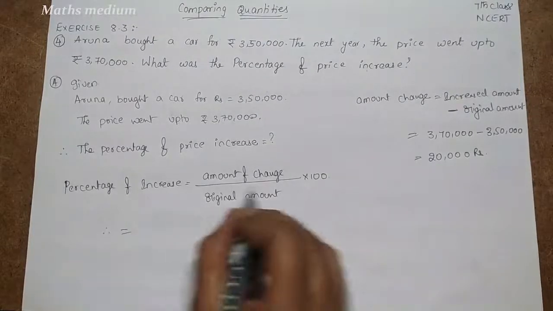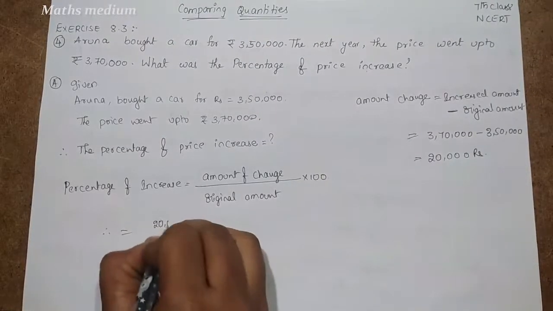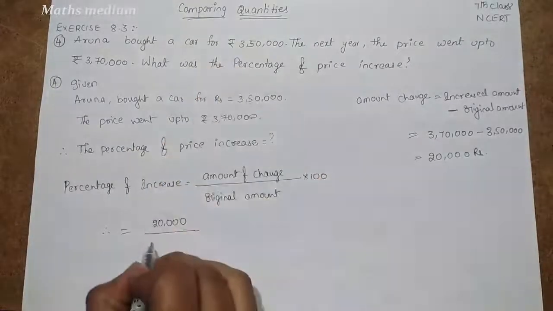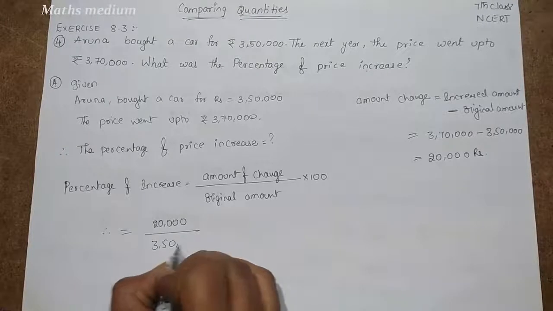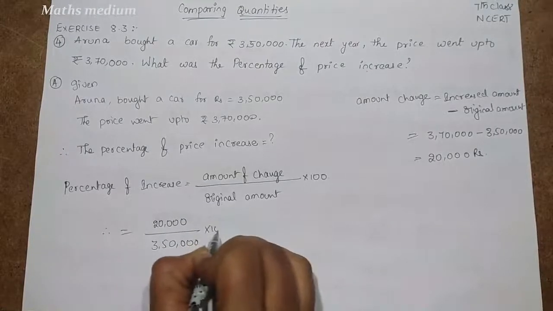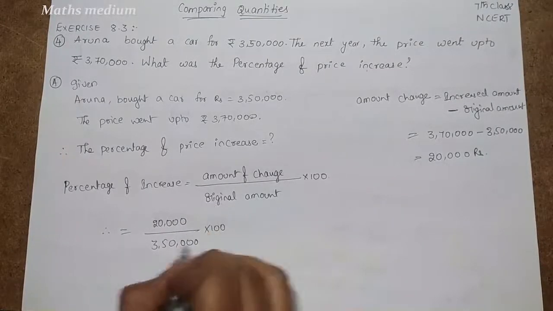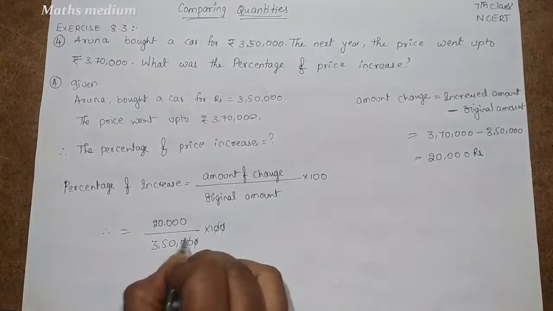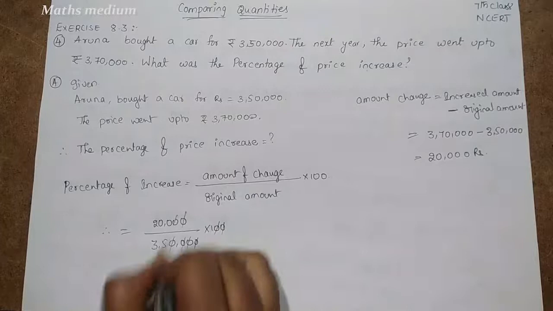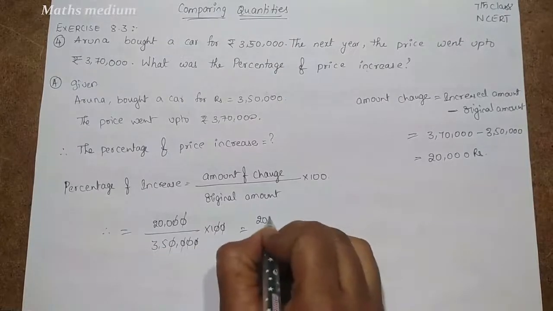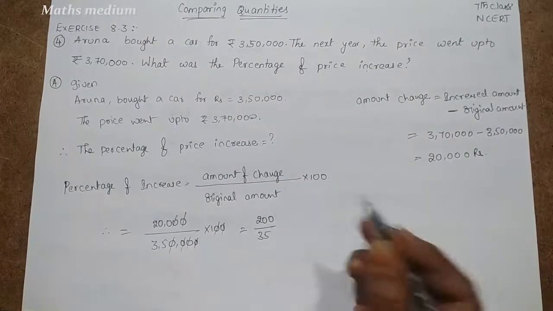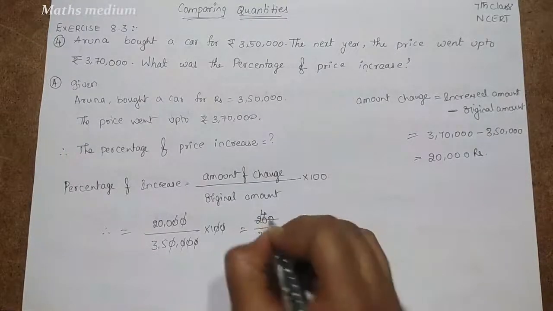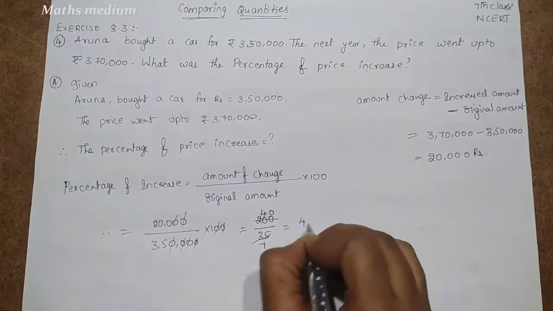Therefore, amount of change, that is 20,000, divided by original amount, means this one, 3,50,000, into 100. So let's start simplification. 0, 0 cancel. Here 0, 0 and this 0, 0, 0. Finally 200 divided by 35. Now 5 sevens are 35, 5 fours are 20 and 0. So it is 40 by 7.